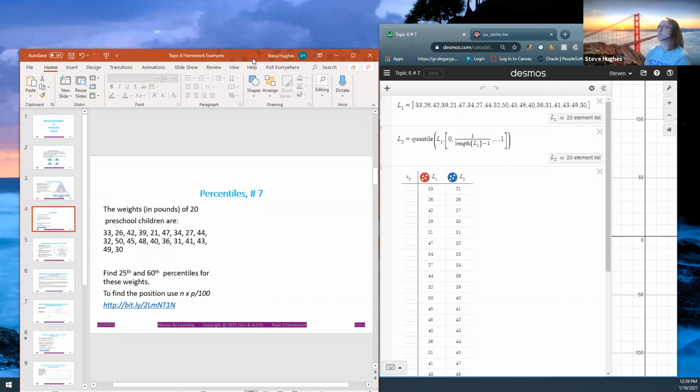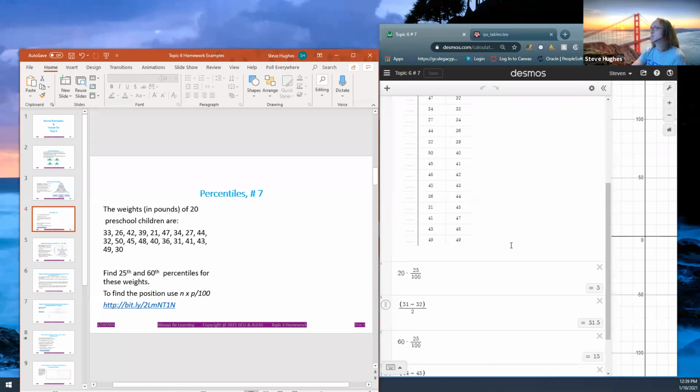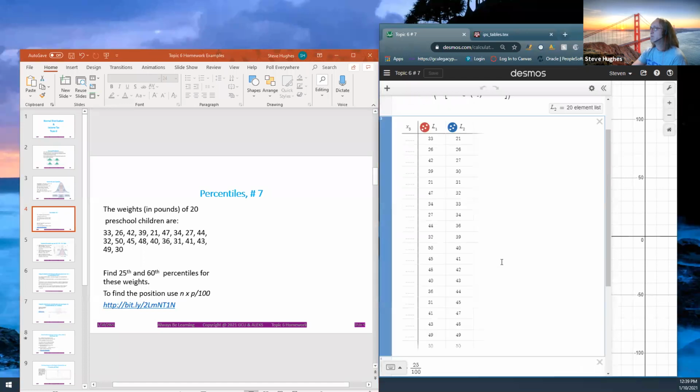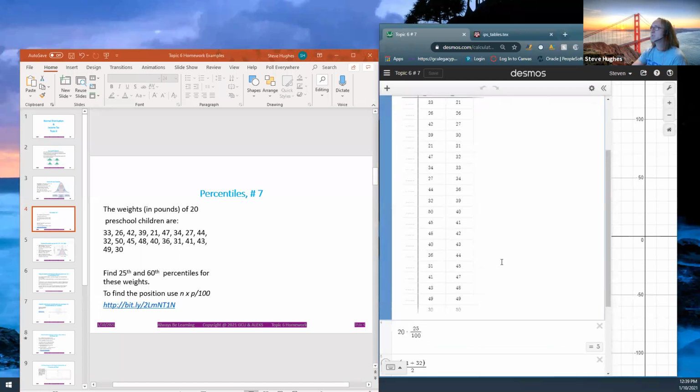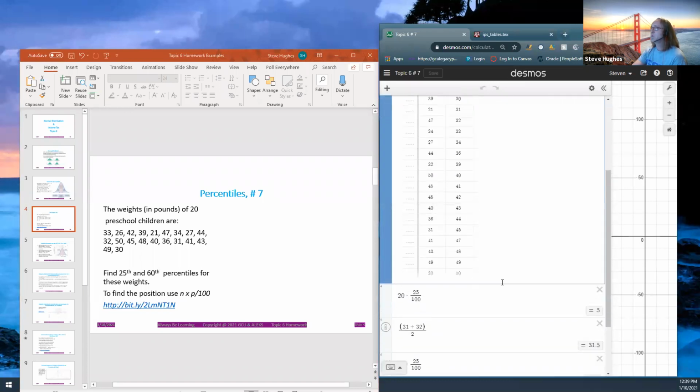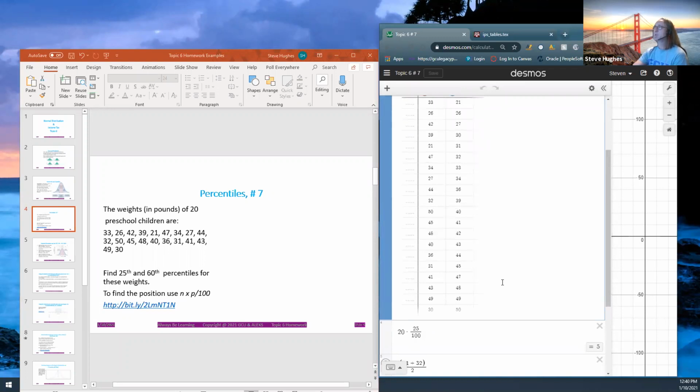All right, so step one is to sort the data. You can do this by whatever means you want to. We're going to sort it from least to greatest. You can see I have my list. I called it L1. In Desmos, I organized it using this formula, and now I have it organized. Let's click here. I have it organized from the least, 21, to the greatest, 50. Okay, so that's my whole data set organized from least to greatest.